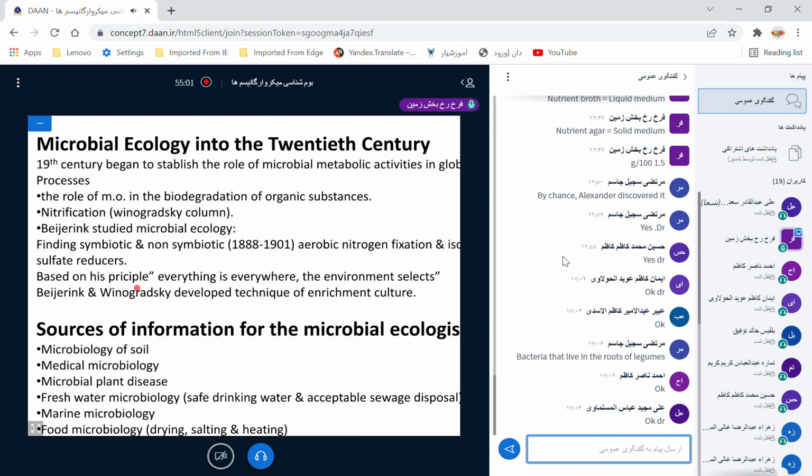Based on his principle, everything is everywhere, the environment selects. What does it mean? Everything means microbes. He wants to say microbes are everywhere. The environment selects. Suppose, as much as you look on the table, you cannot see any fungus. You cannot see any mold.